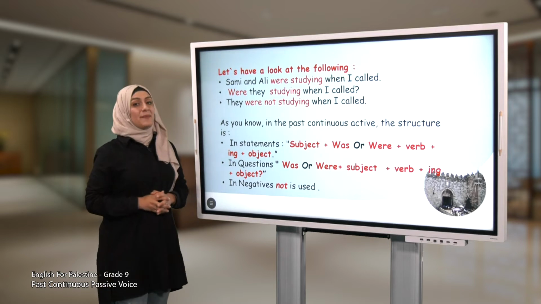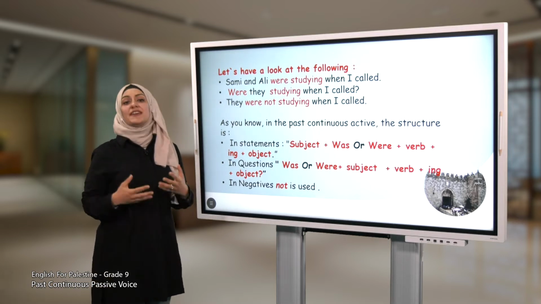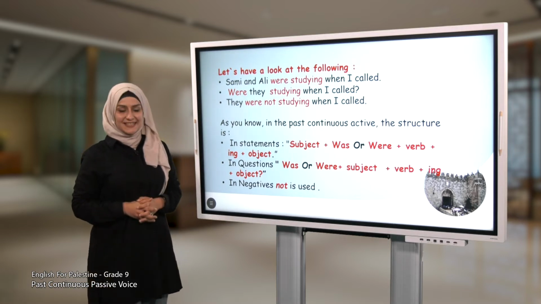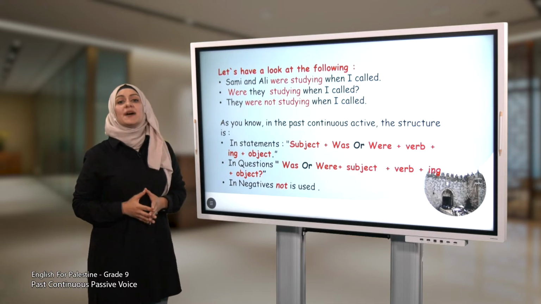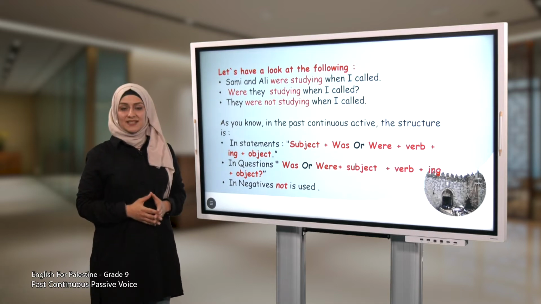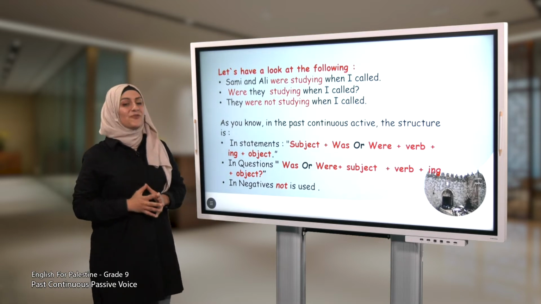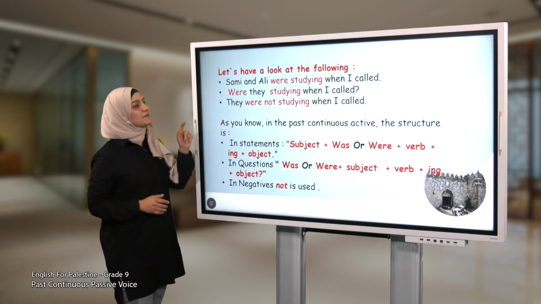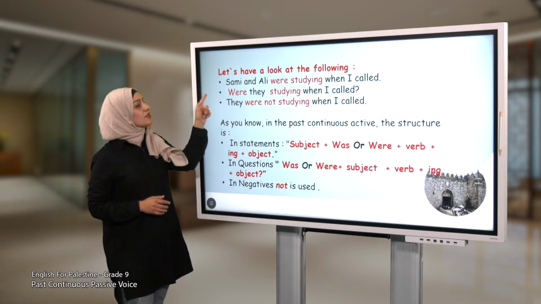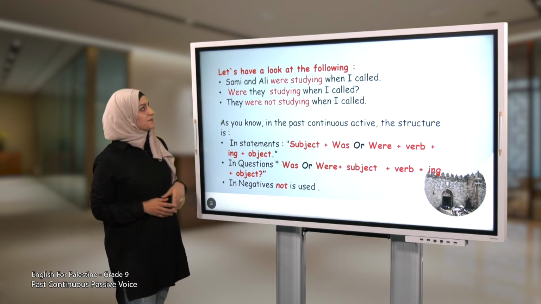Now you learned about the passive voice for other verb tenses. Today we will learn about the past continuous. How can we change sentences with past continuous verbs into the passive voice? Let's start by looking at these three examples.